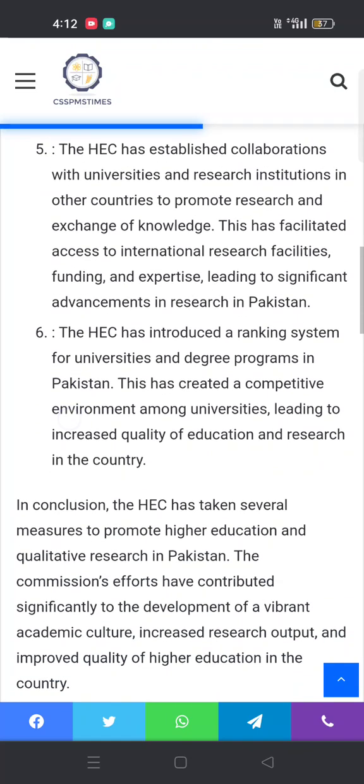The fifth one is that the HEC has established collaborations with universities and research institutions in other countries to promote research and exchange of knowledge. This has facilitated access to international research facilities, funding, and expertise, leading to significant advancements in research in Pakistan.